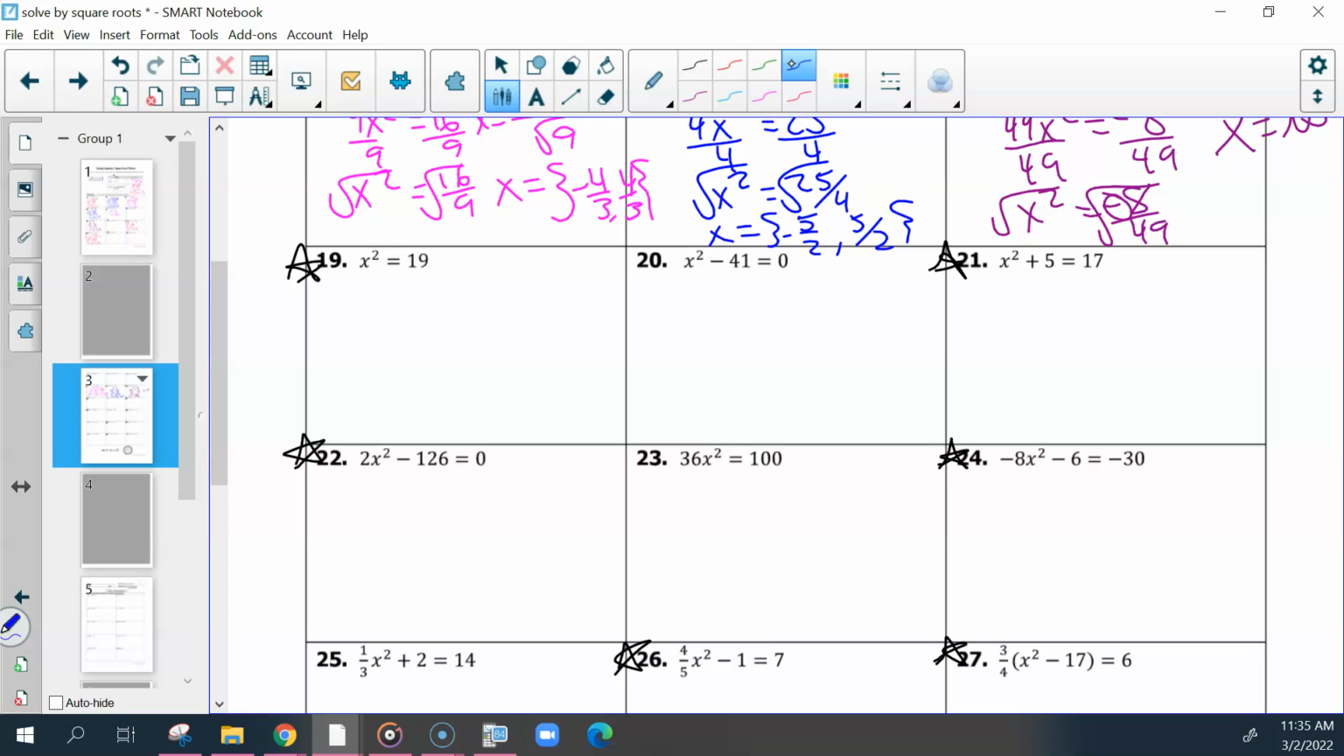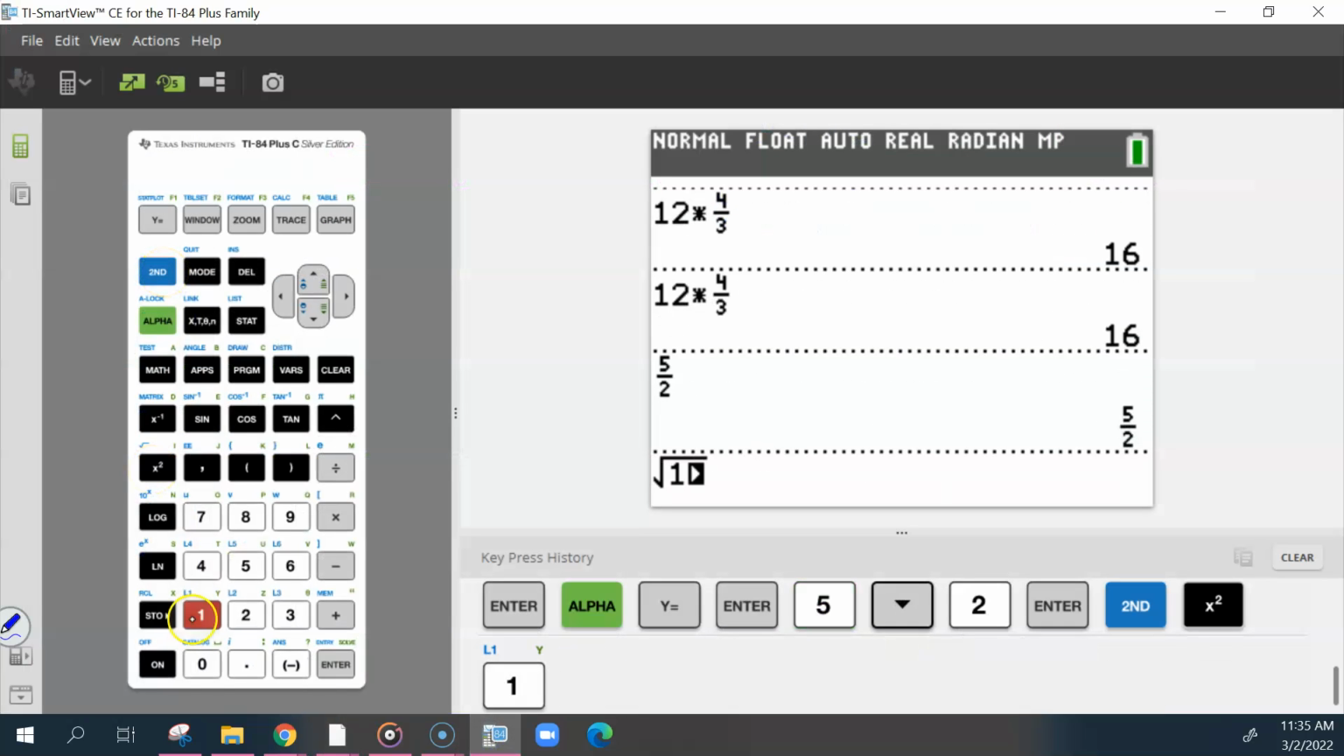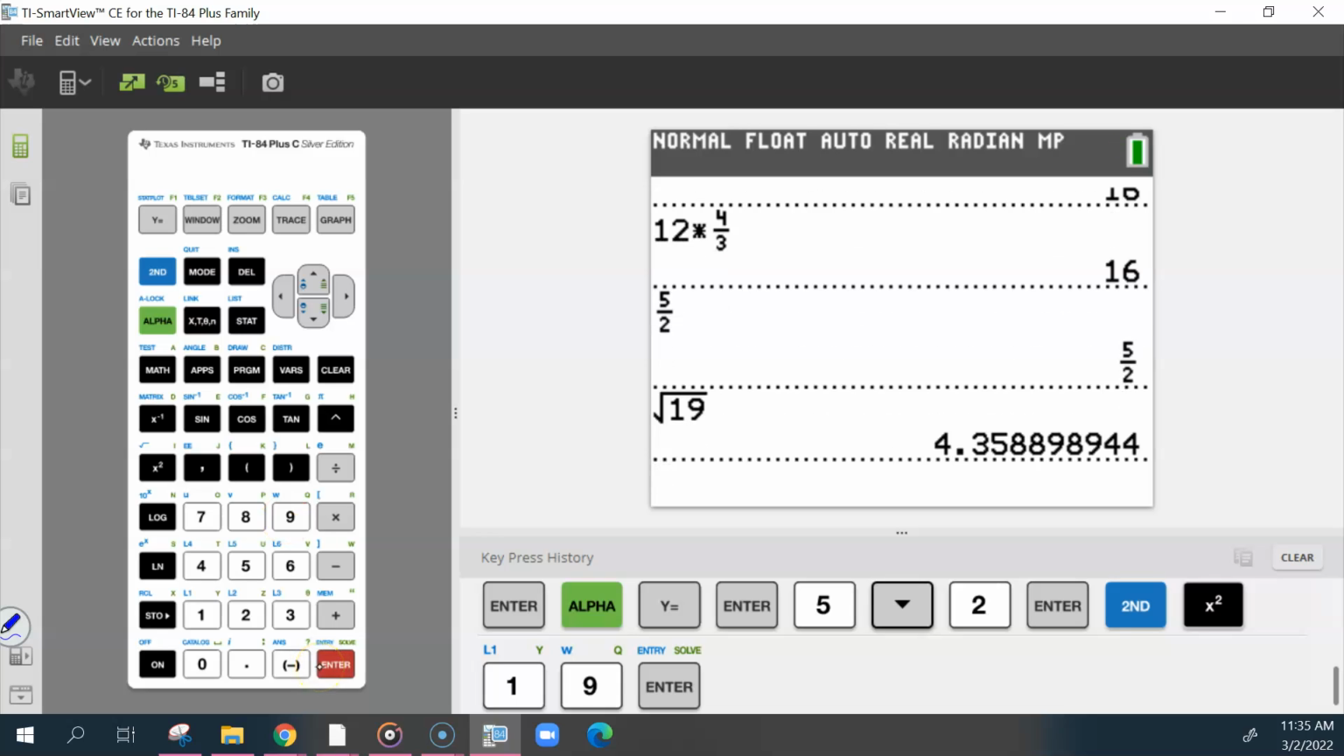For 19, 19 is already isolated. So the next step would be take the square root of both sides. 19 is not a perfect square. So when we do this, we're going to get some decimal. That's okay. So we're going to put in the square root of 19. It's going to give us some decimal, and we're going to use three decimals after the decimal place. So 4.359, positive and negative.